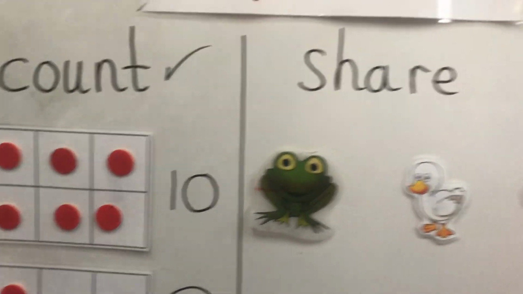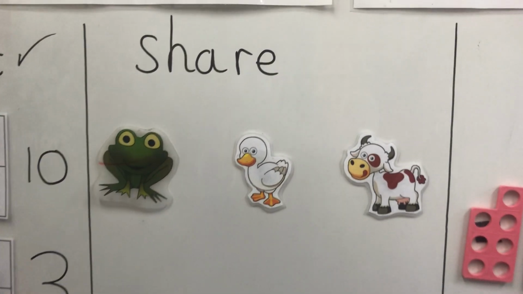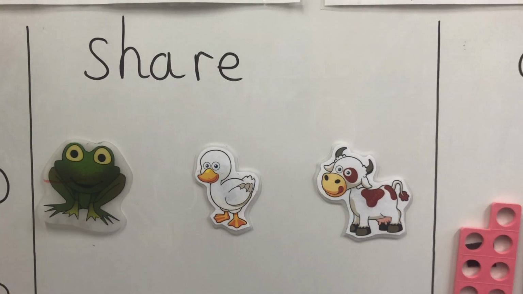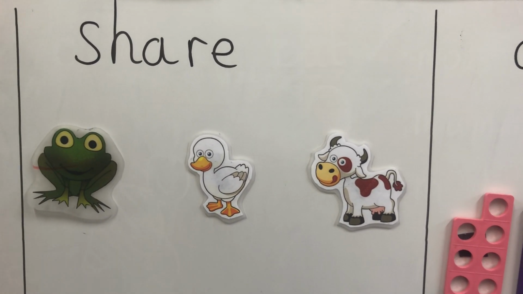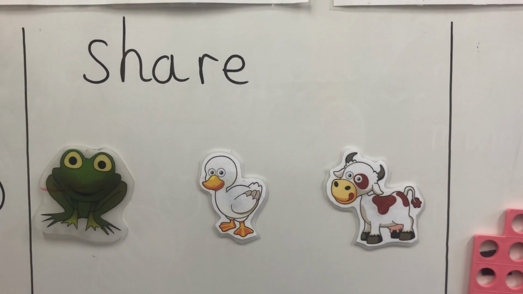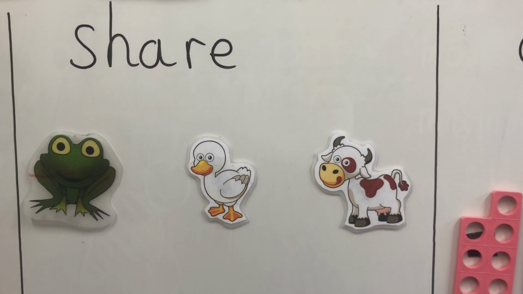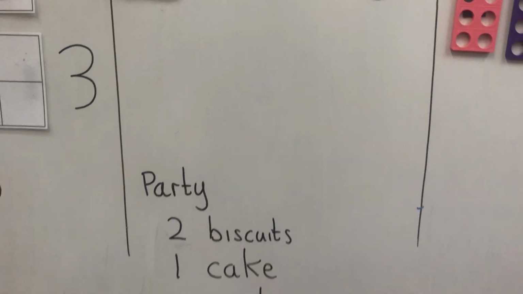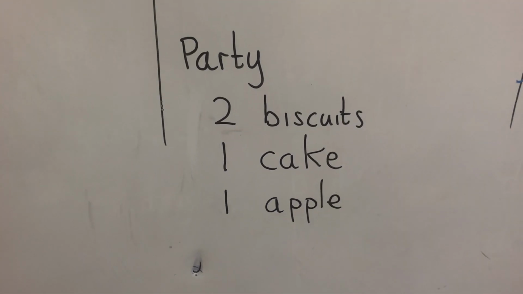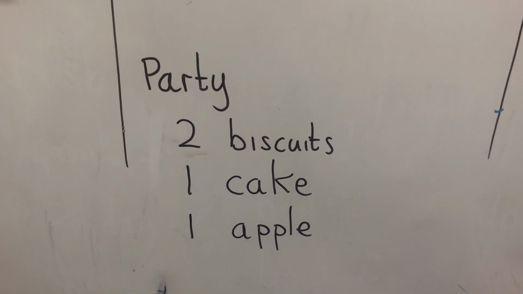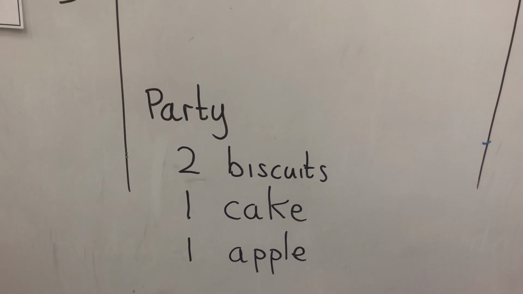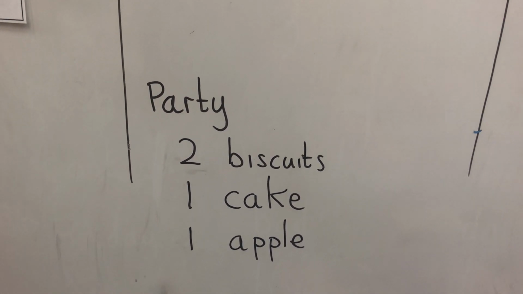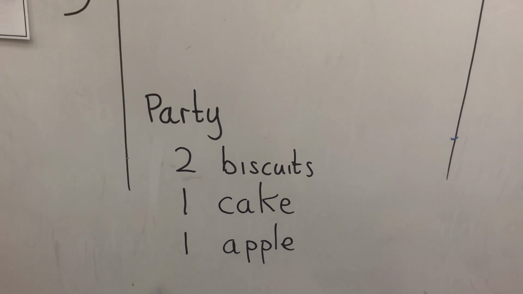Counting done. Now, sharing. We're having a party. Yay! Frog, duck, cow. Having a party. So, they have asked for these things. 2 biscuits, 1 cake, and 1 apple each. Okay? So 2 biscuits each, 1 cake each, and 1 apple each.